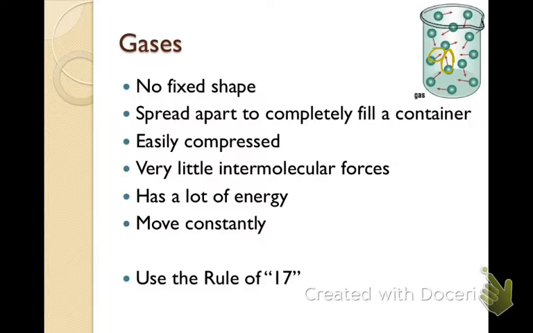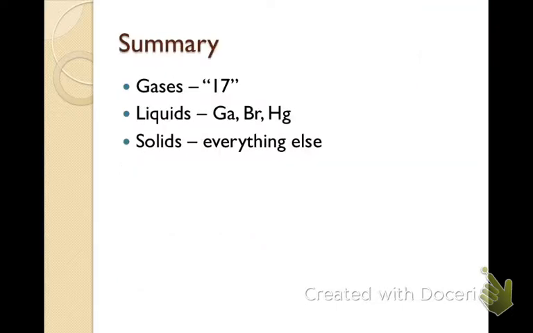Don't forget to use the rule of 17 to help you figure out which ones the gases are. So to summarize, if you want to figure out what the gases are, use the rule of 17. Start with element 1, which is hydrogen. Go over to number 7, which is nitrogen. Make a 7. Those are all gases, as well as element number 17, chlorine. The only thing that doesn't fit in there is helium. And these particles are spread apart a lot, and they move around constantly.